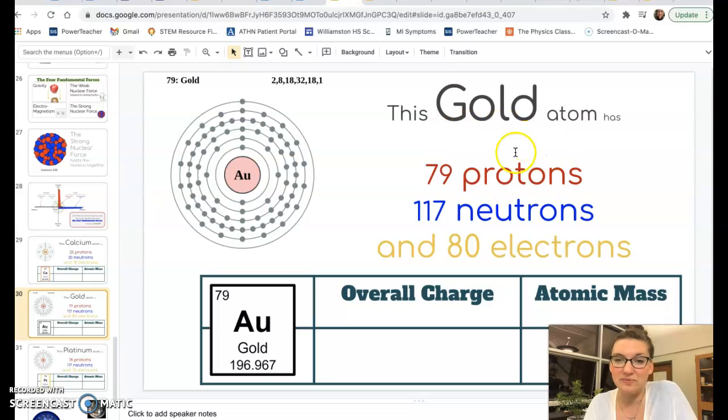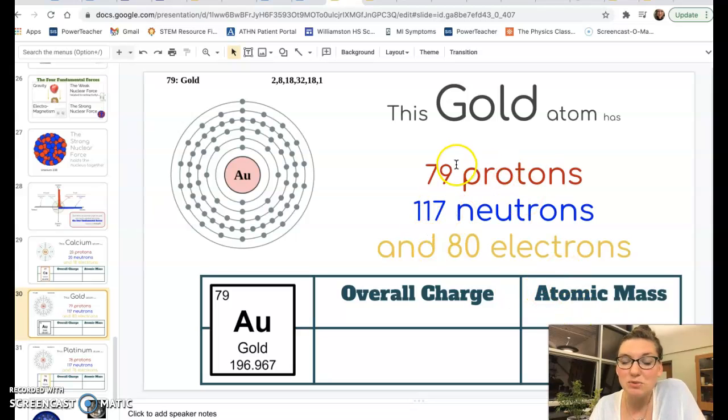This gold atom has 79 protons, and as atoms get bigger, they require more neutrons to hold them together. You will notice this in a few different things that I'm showing you here. So this gold atom has 79 protons, 117 neutrons, and 80 electrons. So the overall charge looks like there is going to be a -1 charge. We can see that by going 79 minus 80 equals -1. So that's a -1 charge.